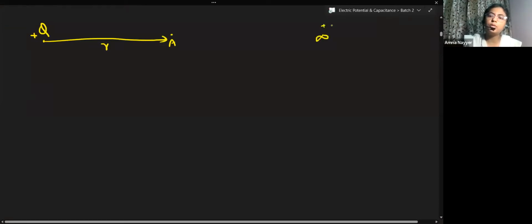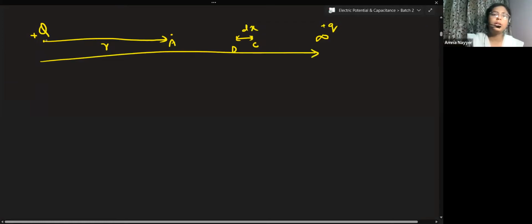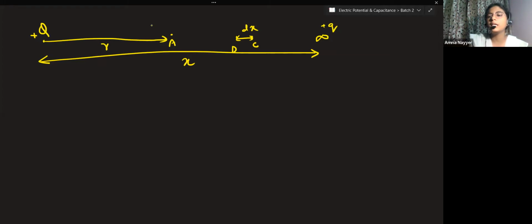Now I have plus q at infinity and I want to bring this q to A. In between, from infinity to point A, I have taken a very small separation with the help of two points. Let's name them C and D. Let me take this very small distance as dx. The separation between small q and capital Q is x. R is the separation of capital Q to this point A. X is the separation for capital Q and small q. Small q is the test charge located at infinity, and dx is a very small portion of it which I have to expand.